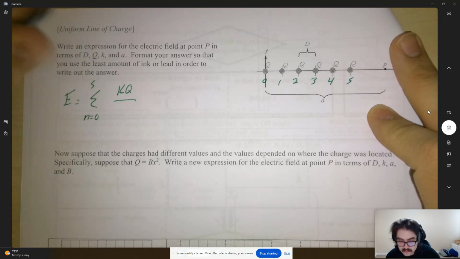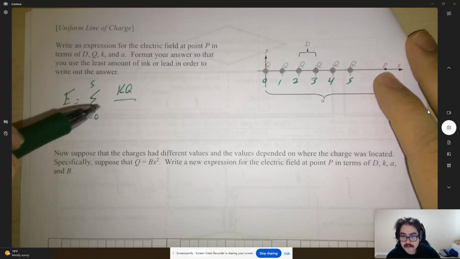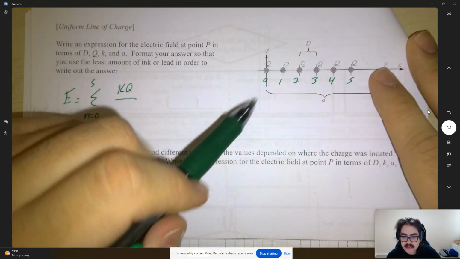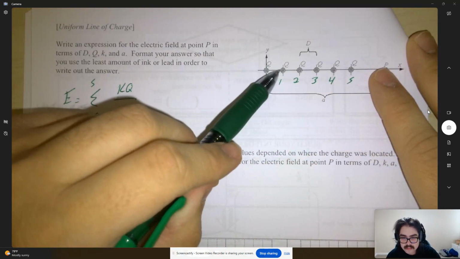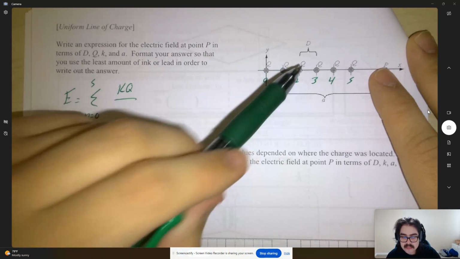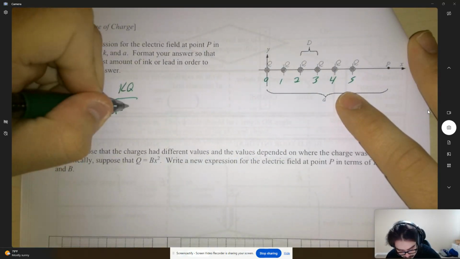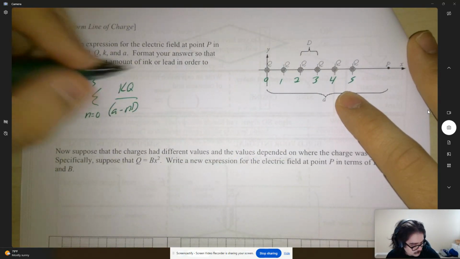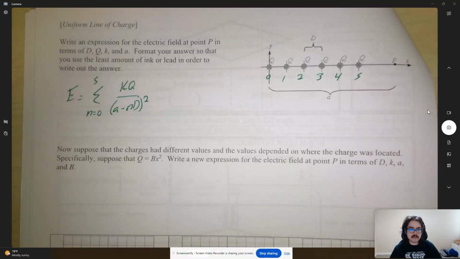kQ, that's going to be constant, that never changes. And then the distance, what's the distance from point P? Well, the whole distance is A, minus D, but notice that charge 1 has distance D right here. Notice that 2 has distance D plus distance D, so 2D. So I can just do (A minus nD) squared. Okay, that's my expression for the uniform line of charge.